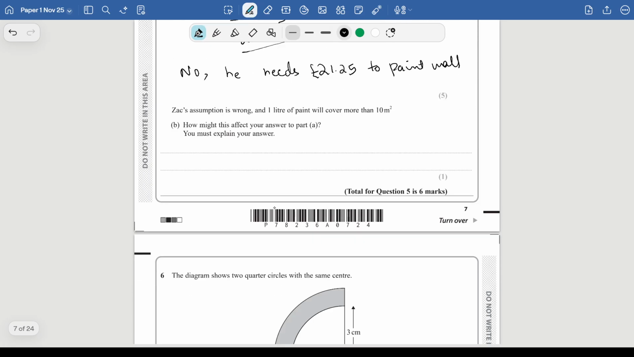So he doesn't have enough money. Now Zach's assumption is wrong, and 1 liter of paint will cover more than 10 meters square. How might this affect your answer to part A? You must explain your answer.